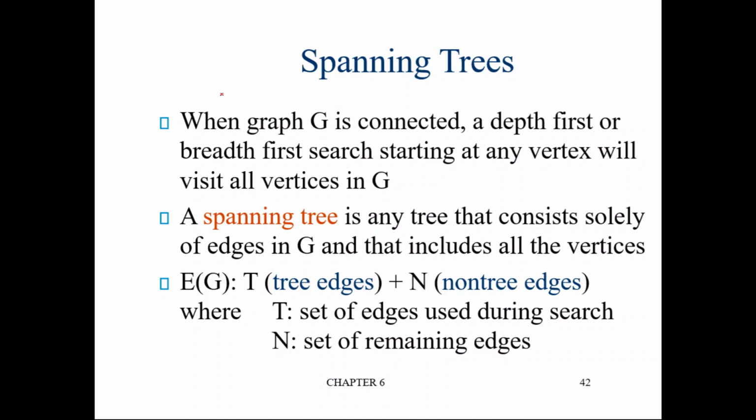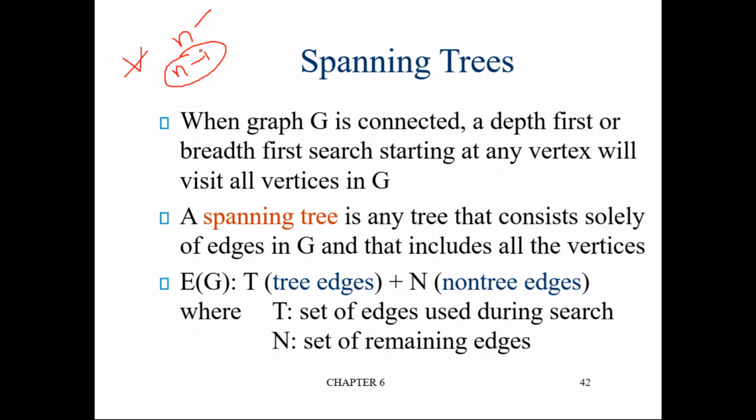If the graph contains n vertices, then the spanning tree can be constructed by using n minus 1 edges. So this is the general norm. If a graph contains n vertices, then the spanning tree can be created by using n minus 1 edges. Minimum you need n minus 1 edges to create a spanning tree.